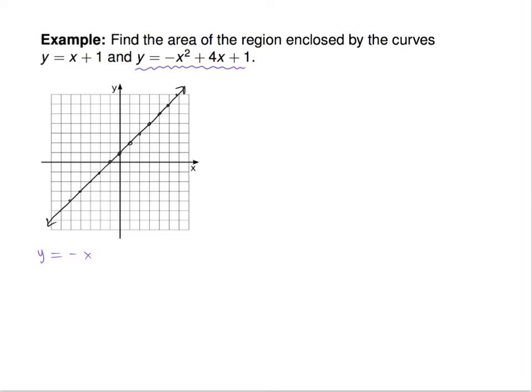So we have negative x squared plus 4x plus 1. We completed the square earlier this semester as well, right? You didn't like it then, so maybe you won't like it as much now. So take out the negative from the x terms.